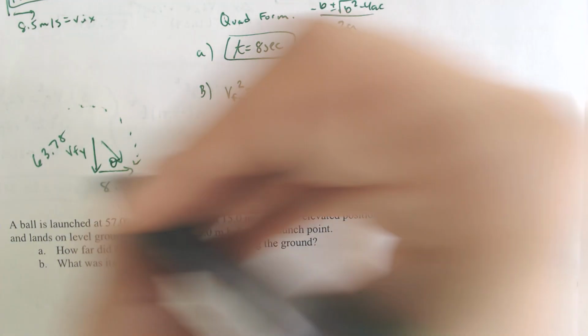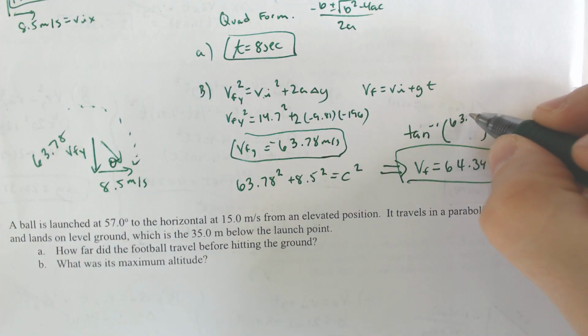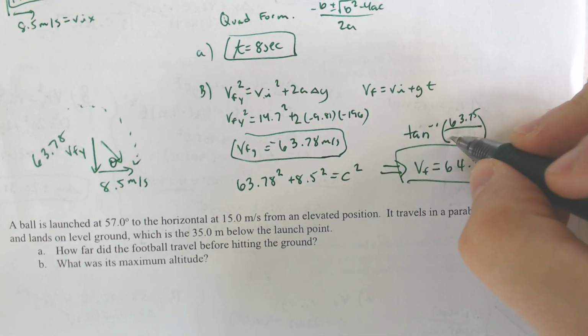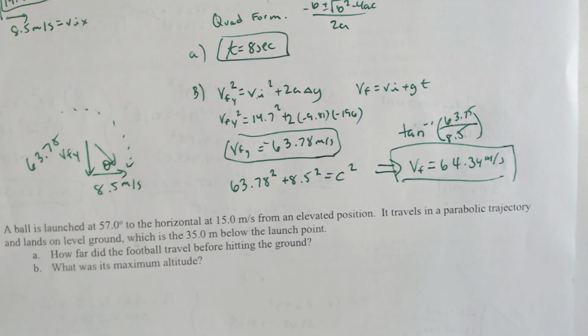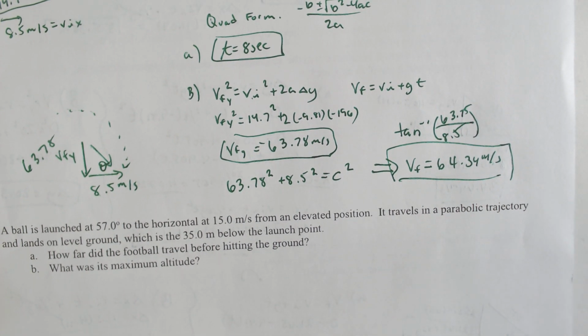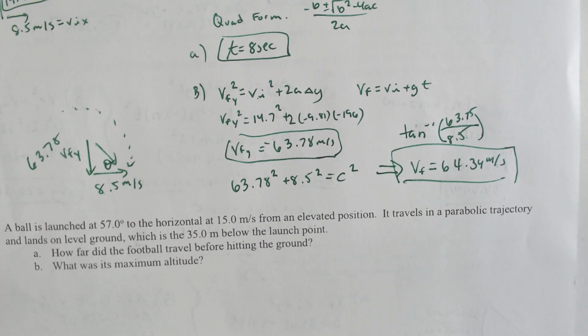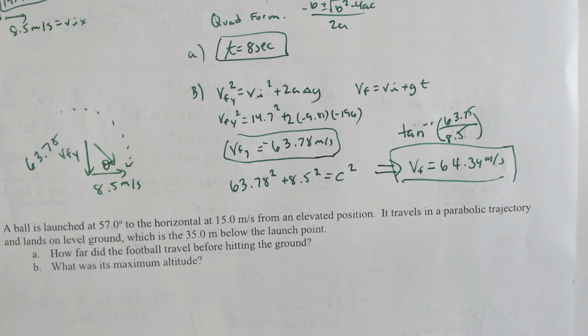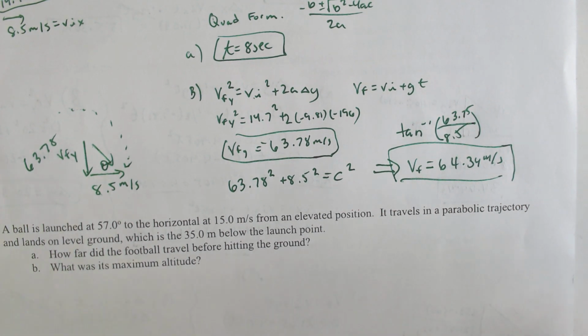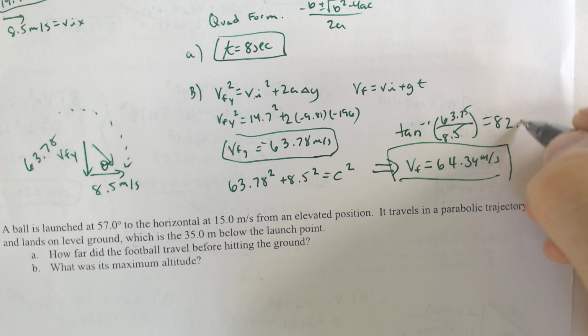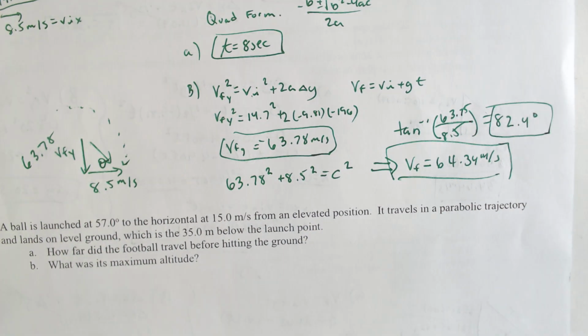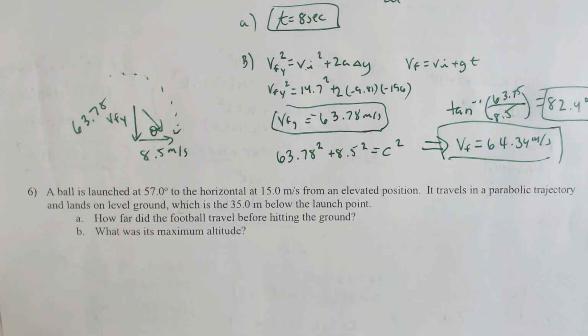I'm using tan, so I need to use opposite over adjacent. And if you do tan -1 of opposite over adjacent, tan -1 of 63.75 divided by 8.5, you end up with an angle of 82.4 degrees. Okay, so now you found the velocity. Once you find the angle, now you have the direction, now you have the velocity.